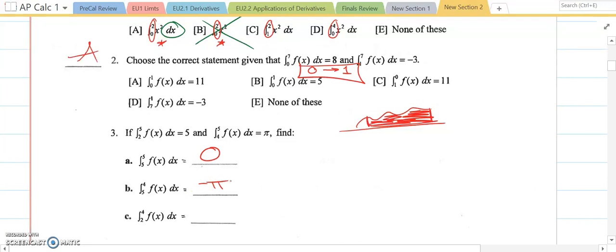Why? Because I reversed the interval. By reversing the interval, I'm actually telling you that I am reversing the value as well. From 4 to 2, or excuse me, from 2 to 4, that amount of space, that is the difference between these two intervals. Your answer for this one, 5 minus pi. You're taking away the space that was from 4 to 5. Keep it moving.